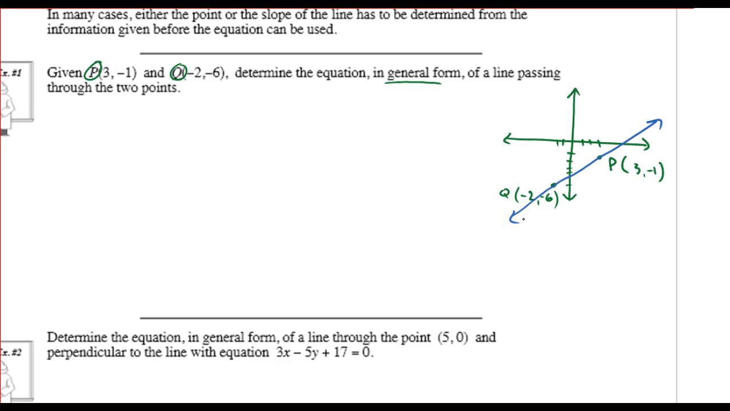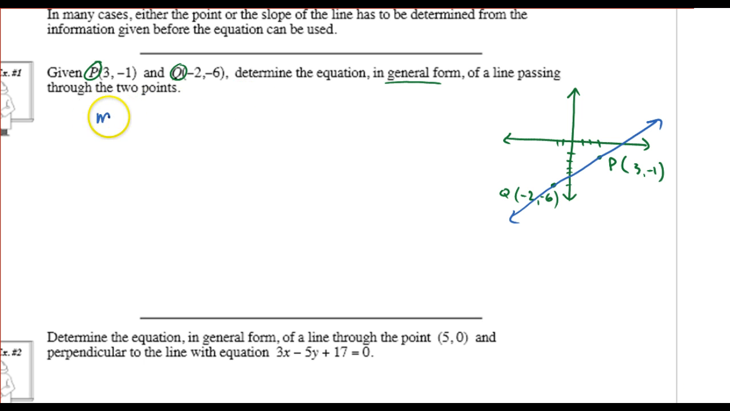So more or less, I have my rough sketch here, so I know that the slope's going to be positive. Anyway, just a few things to think about. So if my answer has a negative slope, then I probably did it wrong. All right, so again, I need the slope here before I can go ahead and use any of the equations above. So how do I get slope?